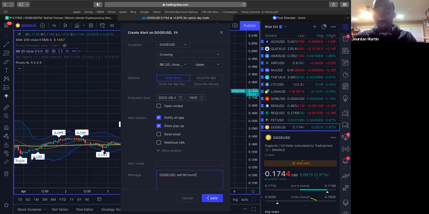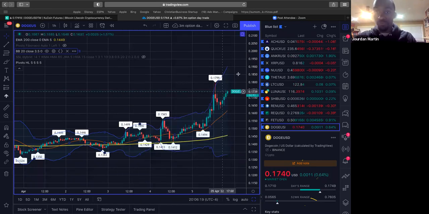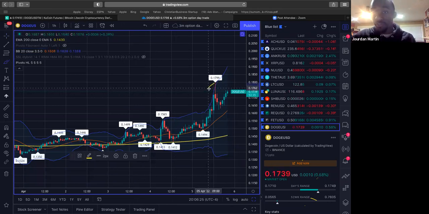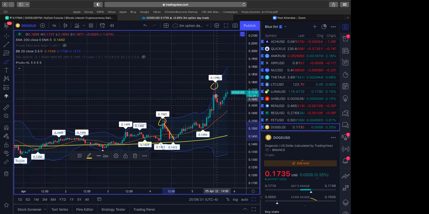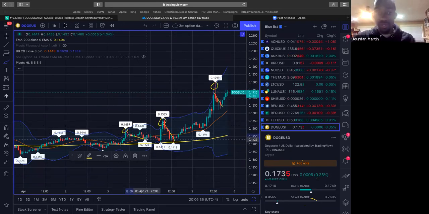All right, so Dogecoin sell, Bollinger Band touch. And again, like we said, this is just regular trading, the same stuff I look at with stocks. But I see the touches. I see when it touches the top, it comes back down. So now I'm going to be looking at when it touches it again to trade it to come back down again.